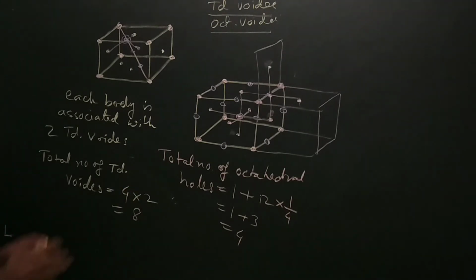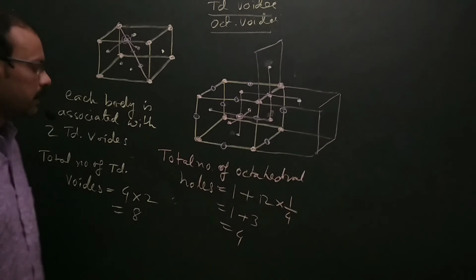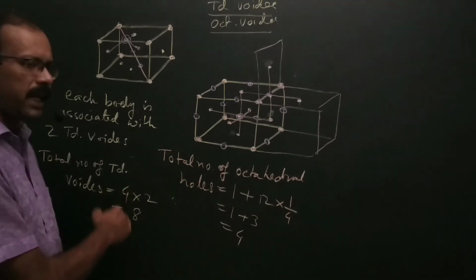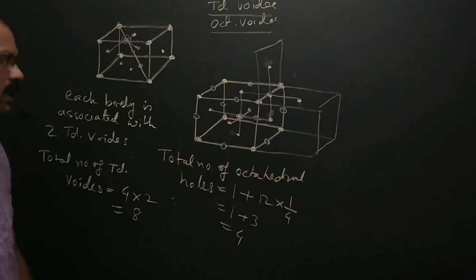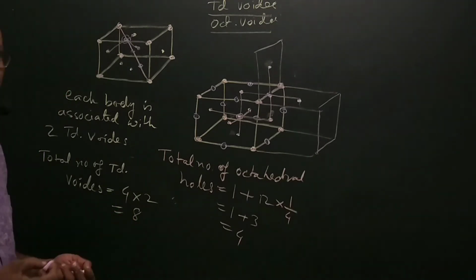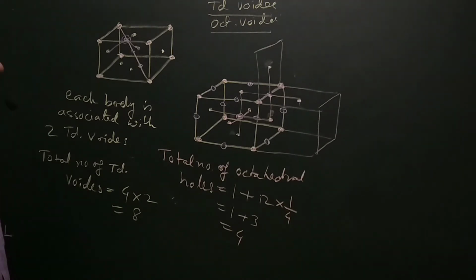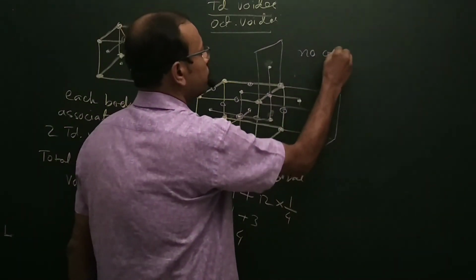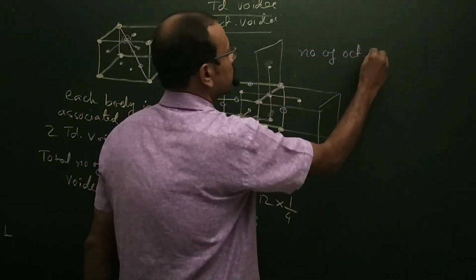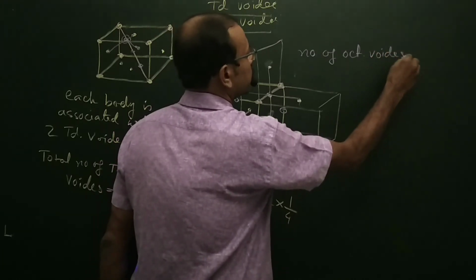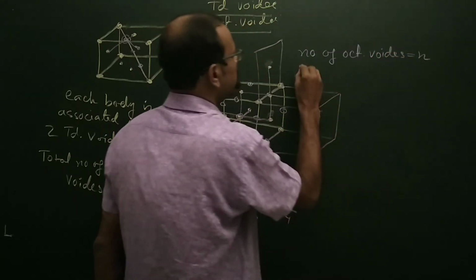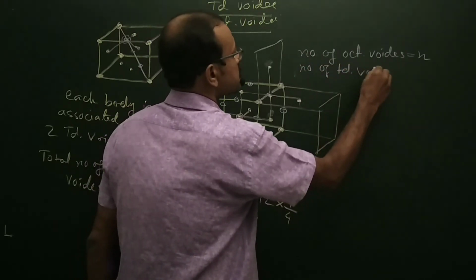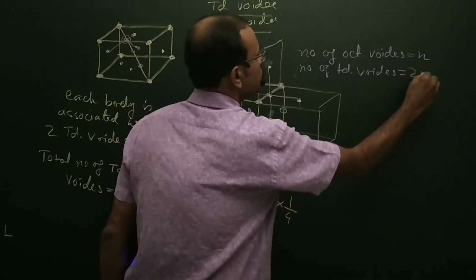So we have found that in the FCC lattice or FCC cubic unit cell, there are 4 octahedral voids and twice that, that is 8 tetrahedral voids. Similarly, we could exploit it for any kind of unit cell, and we will find that if the number of octahedral voids is n, the number of tetrahedral voids will be twice, that is 2n.